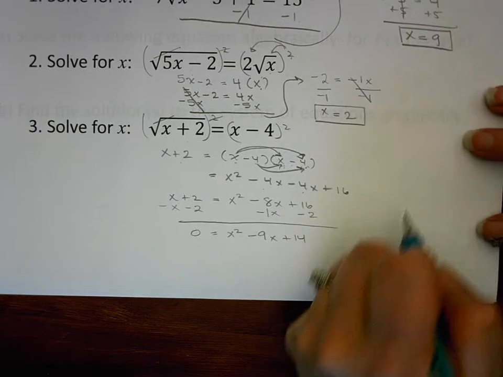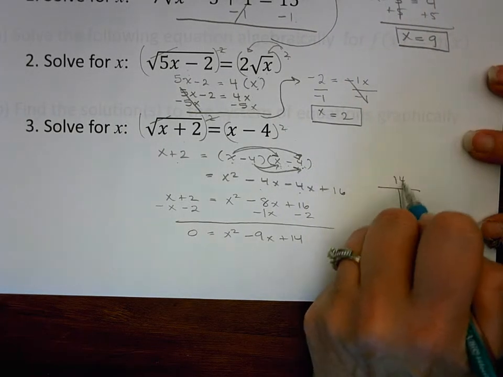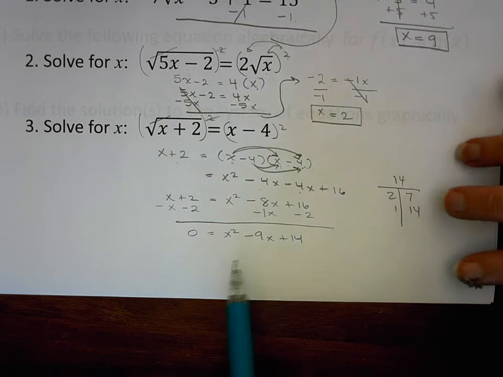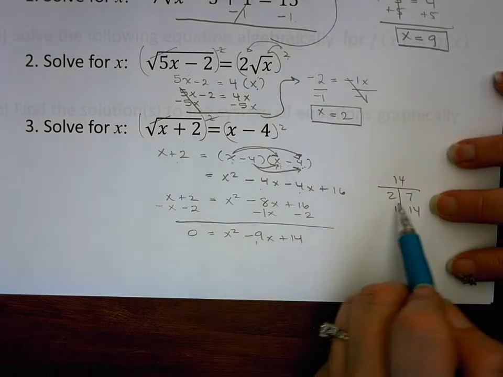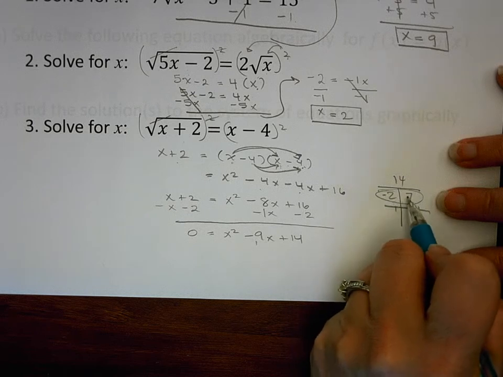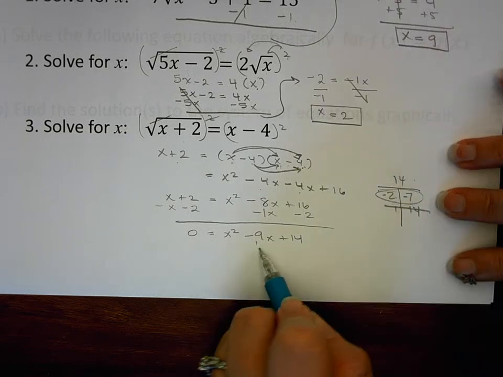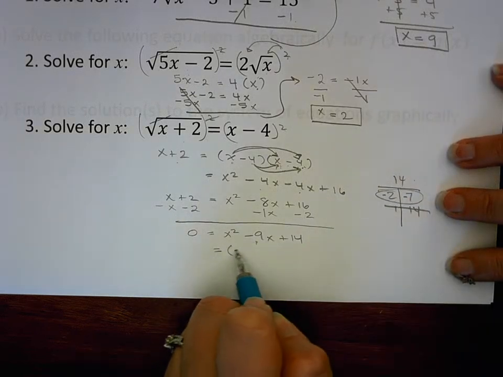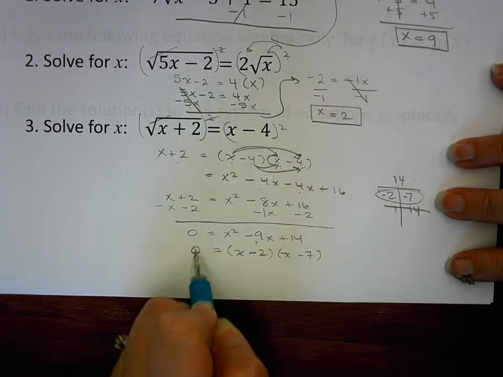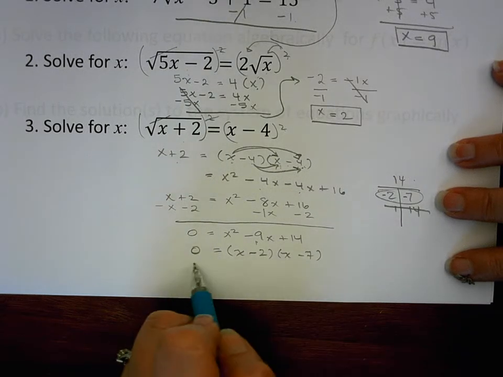So my factors of 14 are 2 and 7, 1 and 14. And then in order for it to be a negative 9, I'm going to use 2 and 7. And if both are negative, I'll still get my positive 14, but will get my negative 9. Okay, set each factor equal to 0.